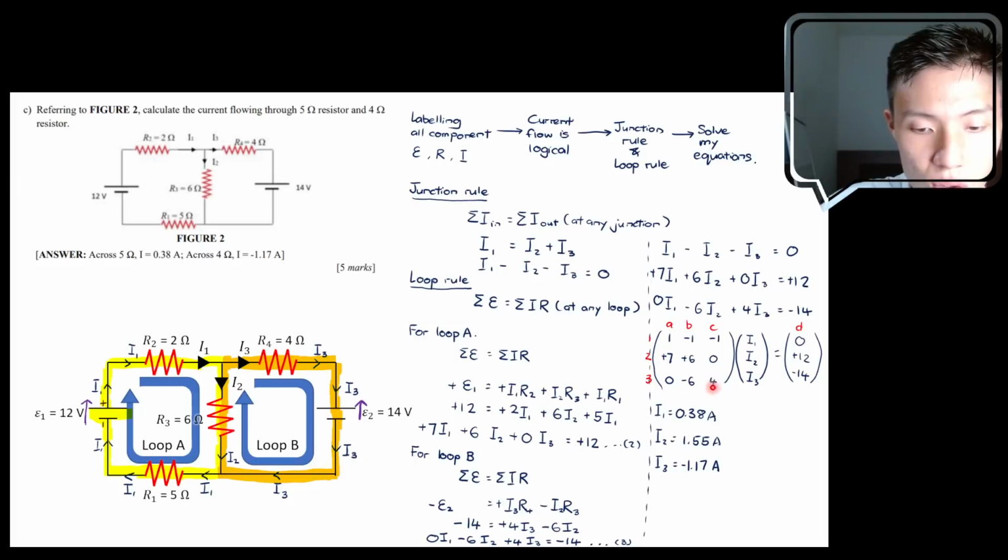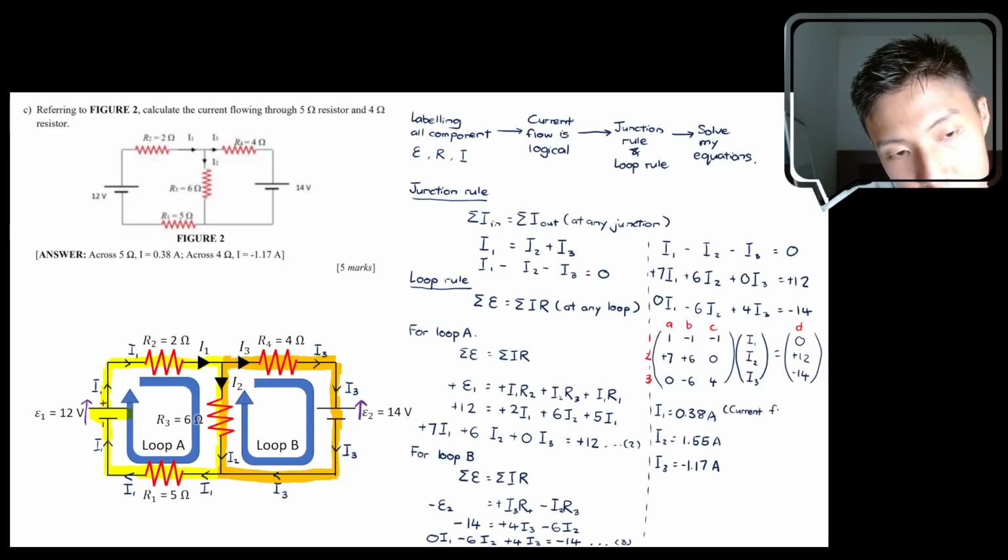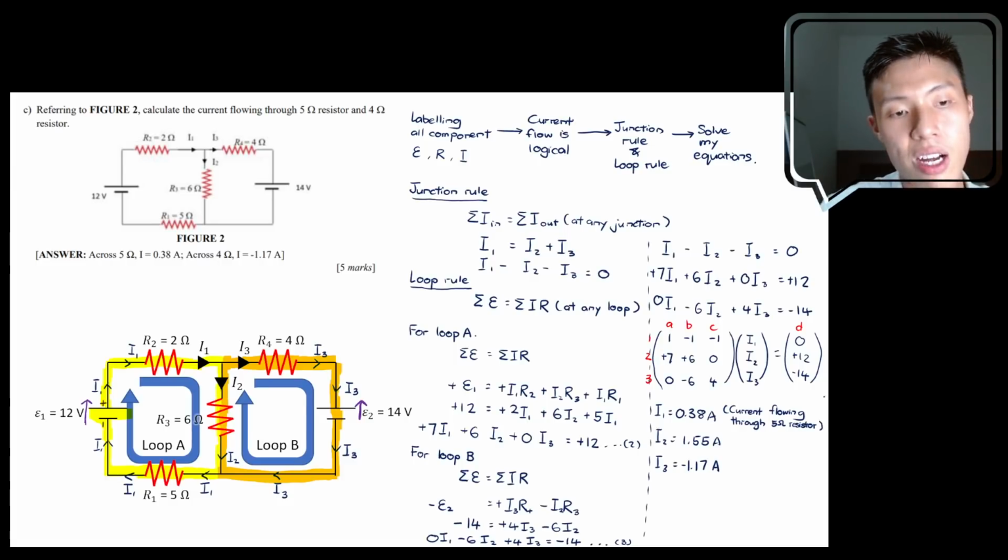So what you can do is state on the side, this is the current flowing through which resistor? The 5 ohm resistor. Okay, don't write R1. Actually, you can write R1. The R1 is being given in the question, so it's okay to write R1. But for me, I write current flowing through the 5 ohm resistor.